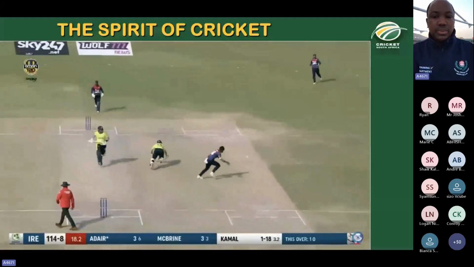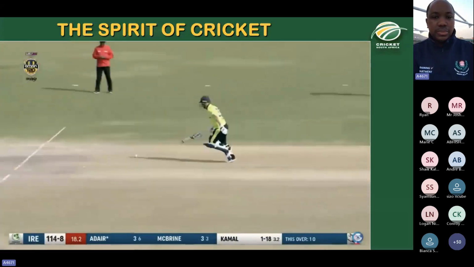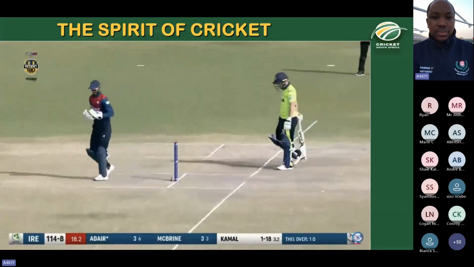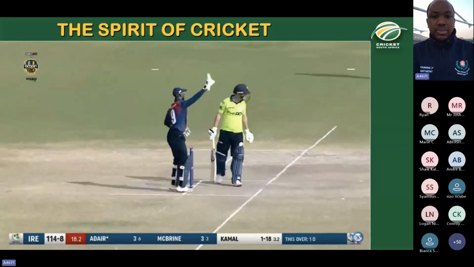To hoik that across the line. Andy McBride has ended up on his feet. I don't think they're going to run him out here, and that is brilliant to see. Asif Sheikh, take a bow.